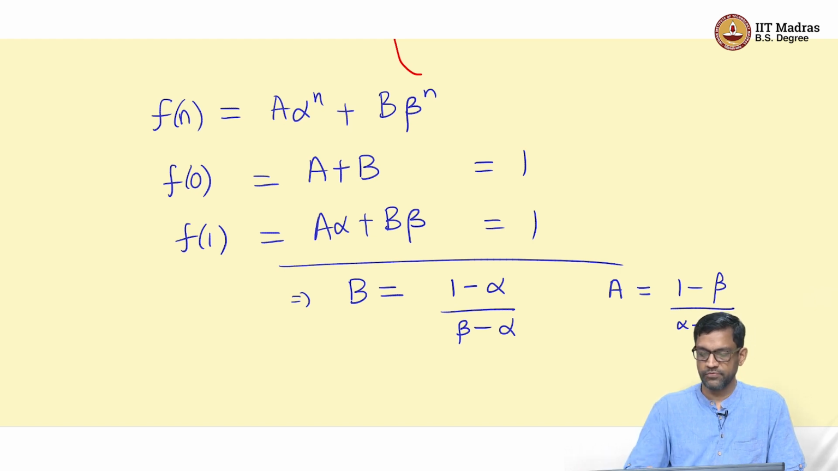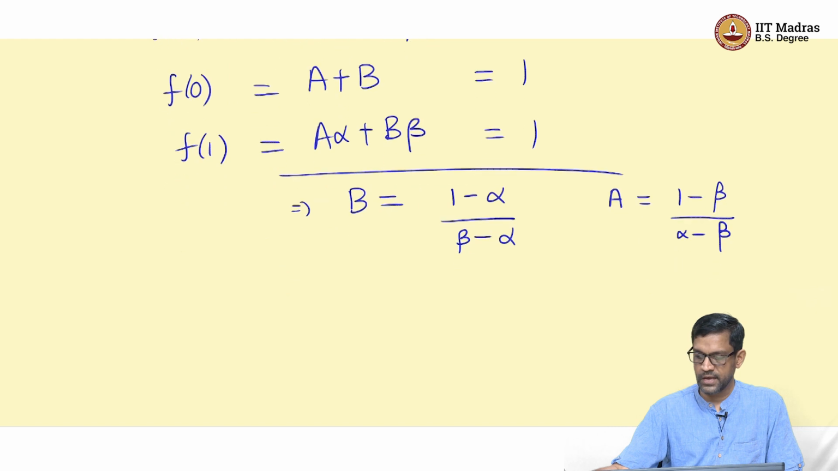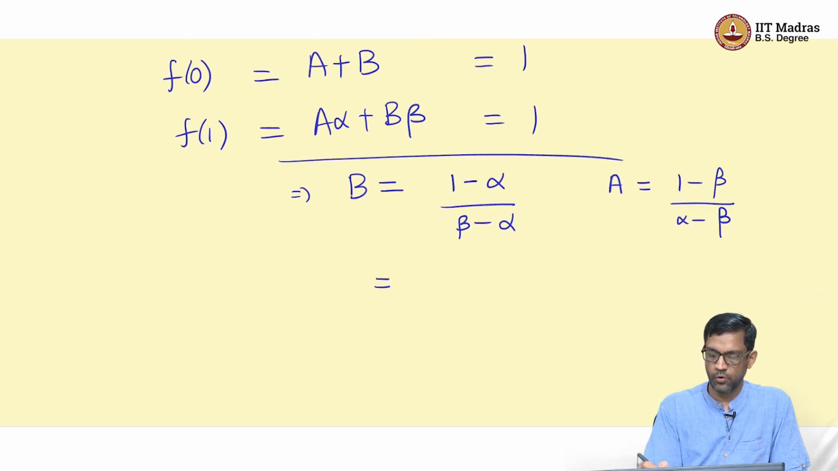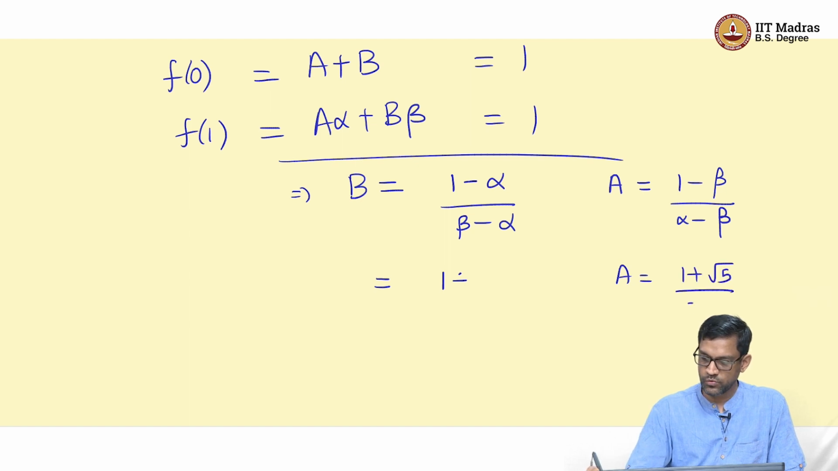Okay. So, I managed to find what these two numbers are, and in fact, here we know what alpha and beta actually are. They are (1 plus root 5) by 2 and (1 minus root 5) by 2. So, you can expand this out, substitute, and here is what you find. You find that a is (1 plus root 5) by 2 root 5, and b turns out to be (1 minus root 5) by minus 2 root 5.